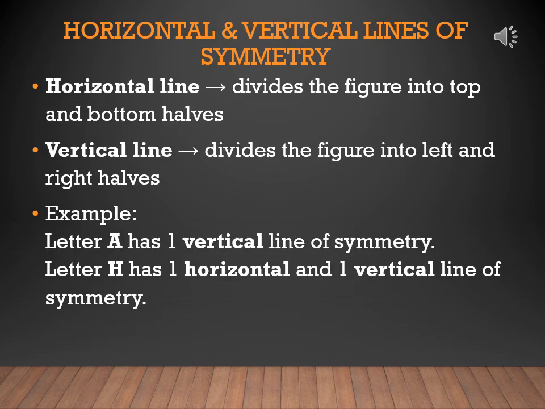There are two types of lines of symmetry. First is the horizontal line of symmetry and second is the vertical line of symmetry. So what is a horizontal line of symmetry? A horizontal line of symmetry divides the figure into top and bottom halves, whereas the vertical line of symmetry divides the figure into left and right halves. For example, letter A has one vertical line of symmetry, letter H has one horizontal and one vertical line of symmetry.